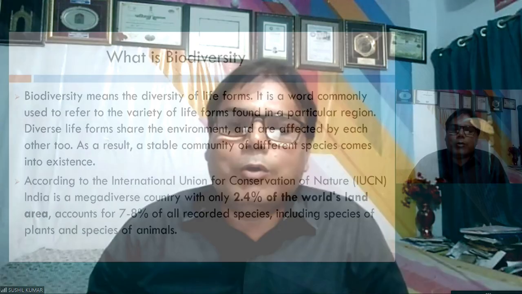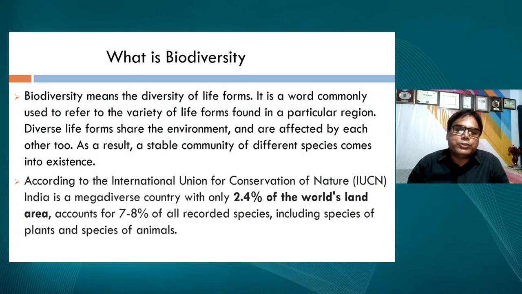According to the International Union for Conservation of Nature, that is IUCN, our country India is supposed to be a mega diverse country, because in the world there are 8 mega diverse countries, and India also has 3 hotspots, that is, rich biodiversity regions. In the globe, there are 8 rich biodiversity regions known as hotspots. As far as our country is concerned, it accounts for 7 to 8% of the record of biodiversity.